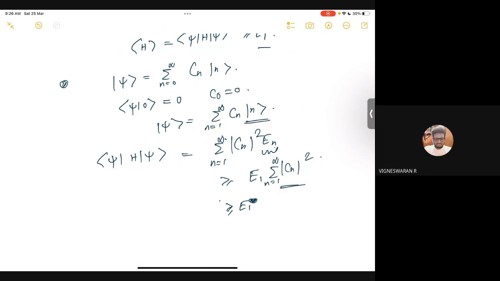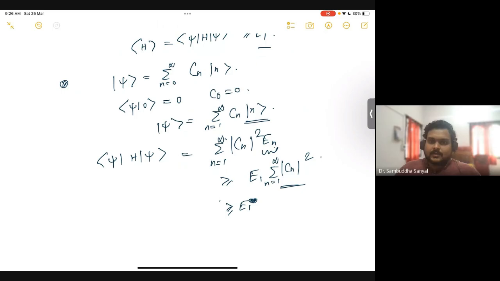Sir, are you considering the n eigenkets as the eigenkets of the Hamiltonian? Yeah, n are the eigenkets, or you can say n is basically the eigenket of the full Hamiltonian. So H|n>.